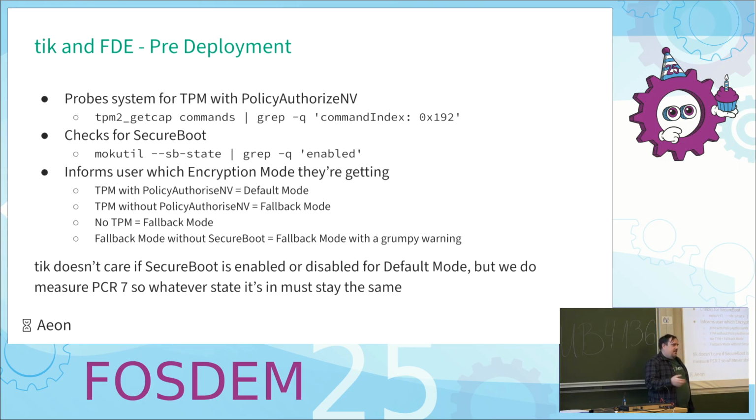And if you're on a machine that doesn't have good enough hardware and you've turned off secure boot, you get fallback mode with a grumpy warning. Because, okay, secure boot isn't great, but it's better than nothing. So I want to at least have people have some concept of having some check of their boot chain when they're starting up their system. But typically speaking, on default mode, I don't care with Aeon if secure boot is on or off. I just care that whatever you've picked stays the same, because I'm measuring PCR7.